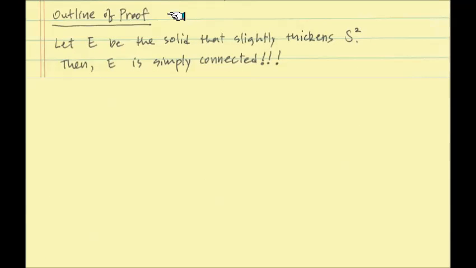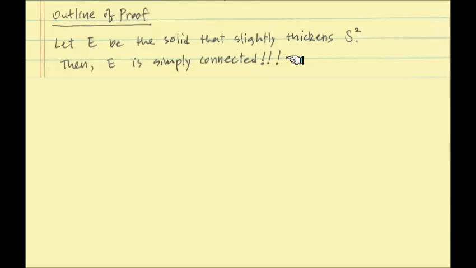Right, so for the proof of the sphere case, we start from the solid construction. E is going to be the solid that slightly thickens this S2. The vector field we're talking about is defined in that three-dimensional solid. And, importantly, we would like to recognize that it is simply connected.